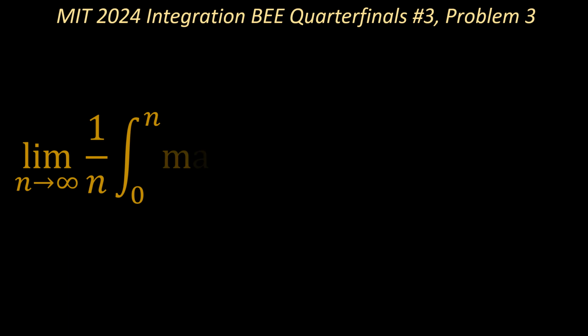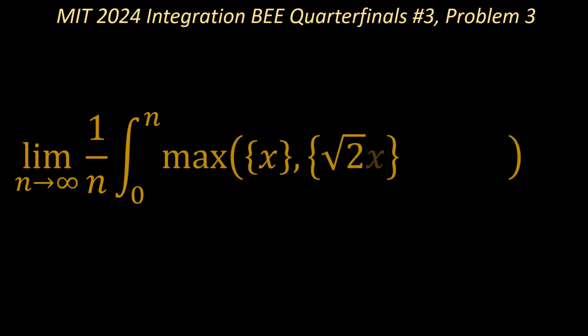Today's problem is problem number 3 of the MIT 2024 Integration Bee Quarterfinals, number 3, which is the limit as n tends to infinity of 1 over n times the integral from x equals 0 to x equals n of the maximum of three items. One is the fractional part of x. The other one is the fractional part of square root of 2 times x. The other one is the fractional part of root 3 times x.